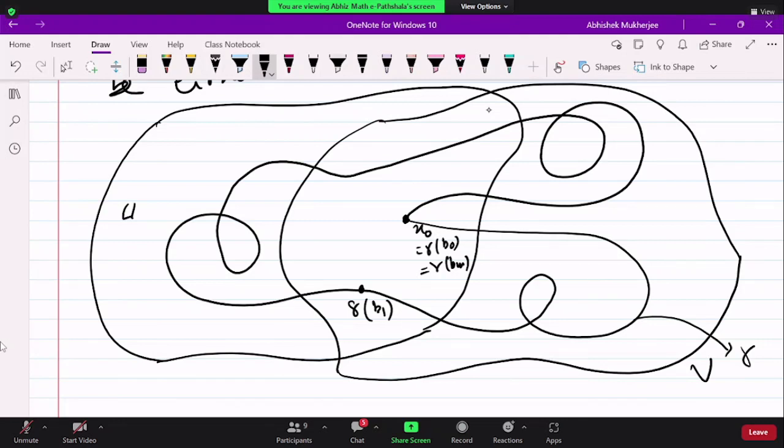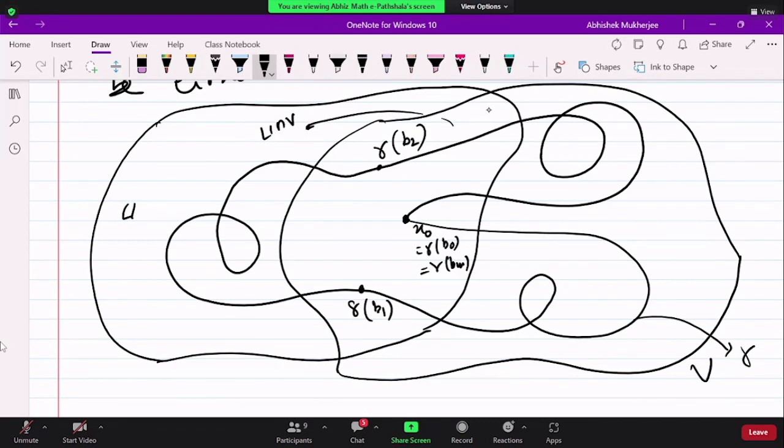Then you can take gamma b2 here, and then you are going to move here. We are taking these two points for our discussion. But whatever the subdivision points, they will be mapped into that intersection.